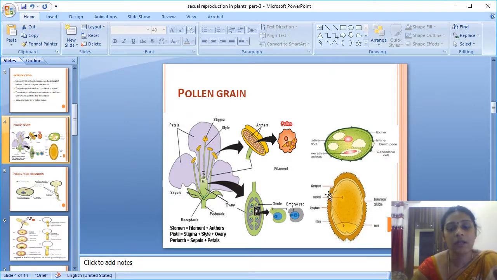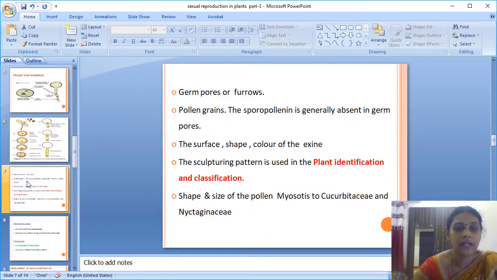In that wall material of the exine, here and there germ pores are present. In those germ pore places, there is no sporopollenin. So the pollen wall consists of the wall materials sporopollenin, pollen kit, and tryphine. The pollen kit and sporopollenin are very important wall materials of the exine layer. Sporopollenin is generally absent in the germ pore.